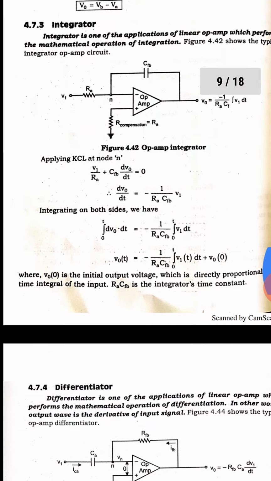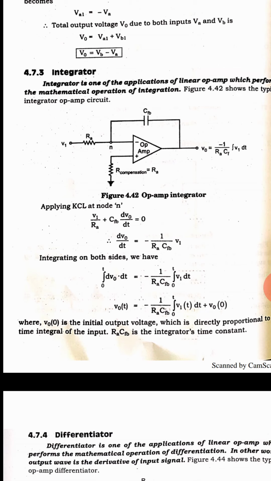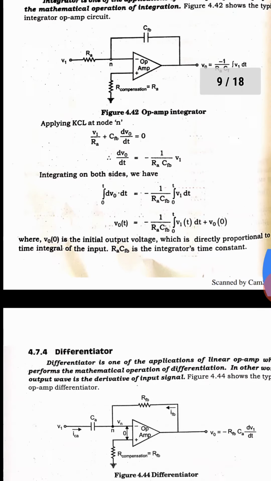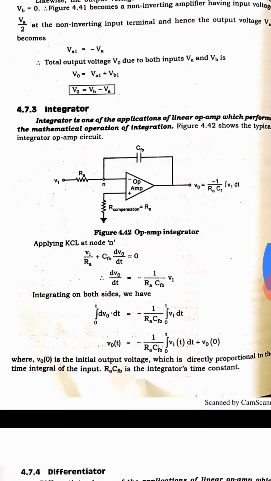This is very important, and we are going to apply the simple KCL. In all the op-amp circuits we are simply using Kirchhoff's current law: the incoming current is equal to the outgoing current, or the sum of currents at the junction is 0. The algebraic sum of currents at a point is 0. In both cases, integrator and differentiator, we are giving input to the inverting terminal alone.